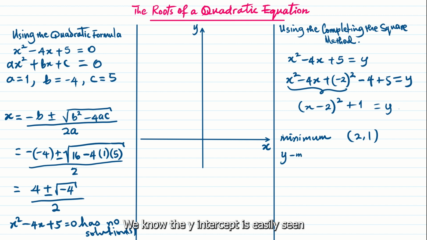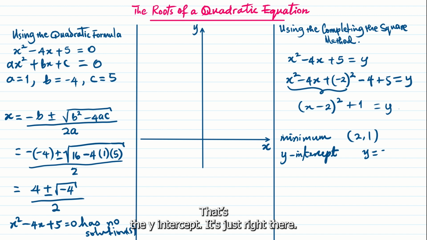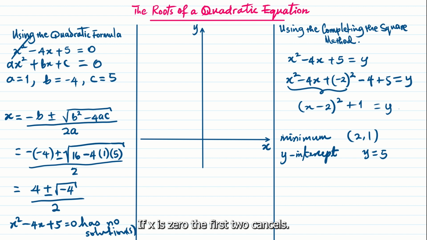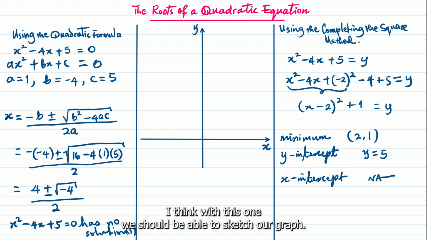We know the y-intercept is easily seen from the original equation. So the y-intercept is going to be at 5. Okay, so y equals 5, that's the y-intercept. It's just right there. All you need to do is make x equal to 0. If x is 0, the first two cancel, and then you've got 5. Okay, for the x-intercepts, or the roots, this one does not exist, so it's not applicable.